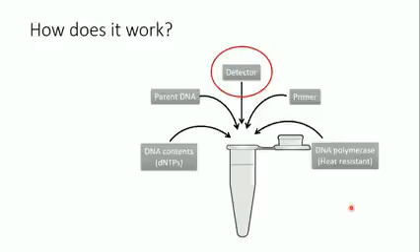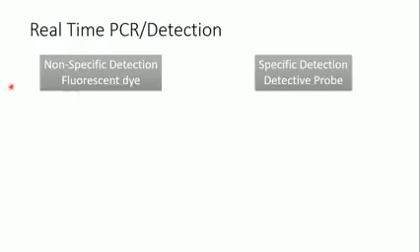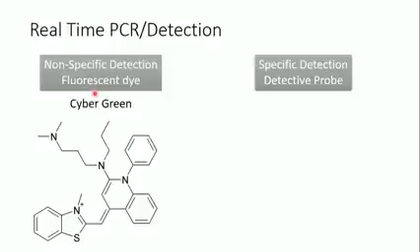We have 2 types of detectors, the non-specific ones and the specific detectors. The non-specific detectors are fluorescent dyes. The most known of them is the cybergreen. The cybergreen is a molecule, a fluorescent dye. It looks like this, and I'm going to speak about it in details.